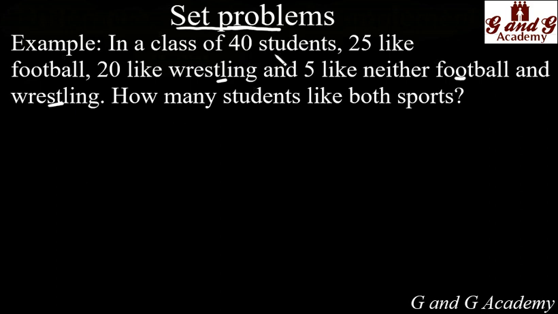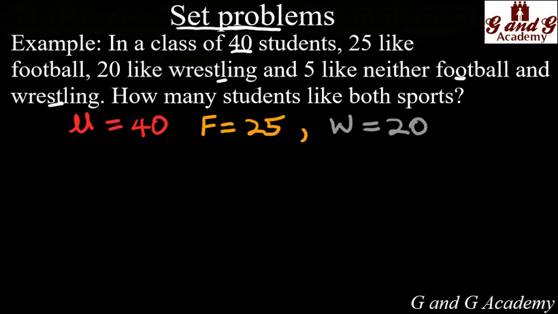In a class of 40 students, this 40 shows that the universal set is going to be 40. Use F to represent football, which is 25 people who like football, and the number of members in wrestling will be 20, according to the question. We have stopped here now, and let's interpret the next one.